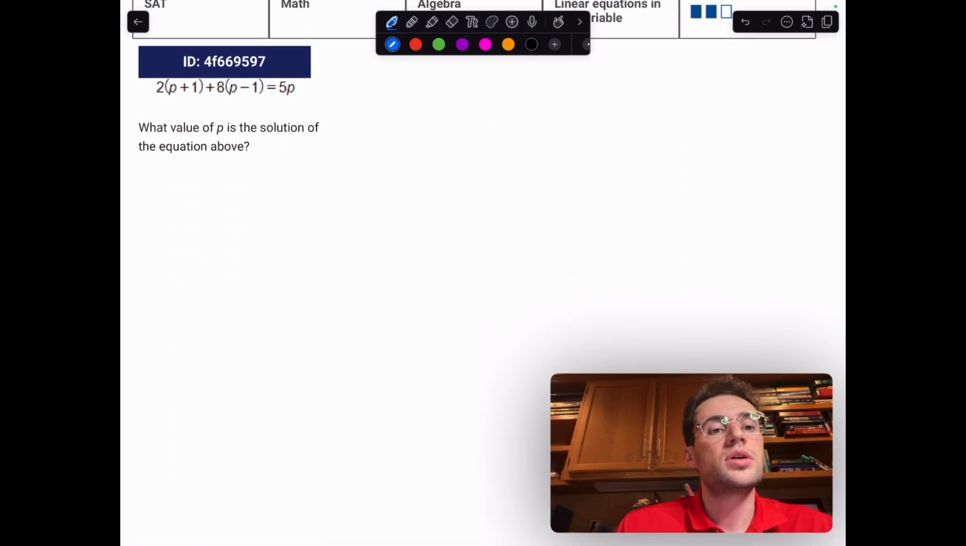Here we have 2 times the quantity p plus 1 plus 8 times the quantity p minus 1 equals 5p.